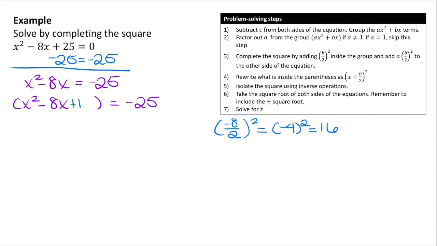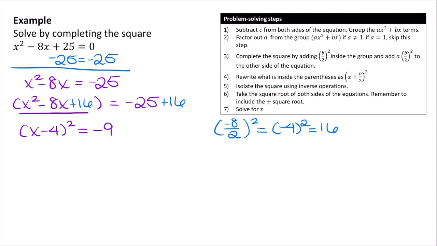So I'm going to add 16 to both sides, and when I do that, I get x squared minus 8x plus 16. Well, that can turn into (x minus 4) squared. Okay, and that is equal to negative 25 plus 16, which is negative 9.